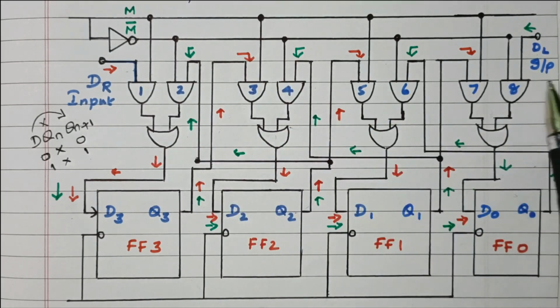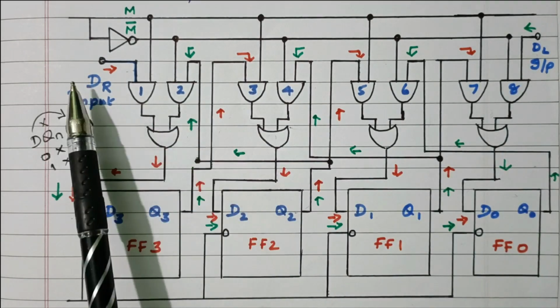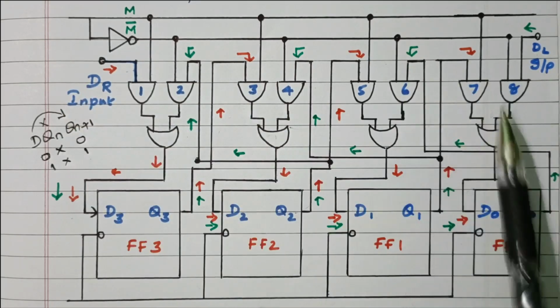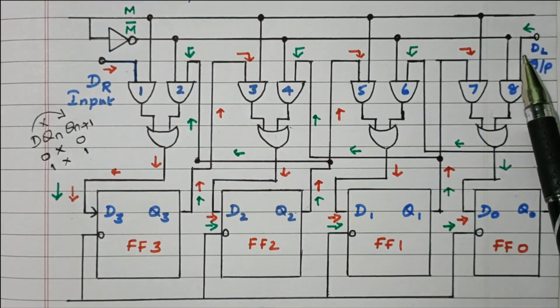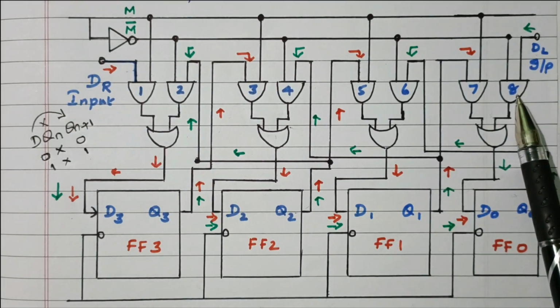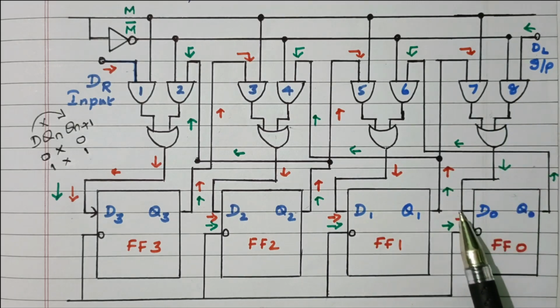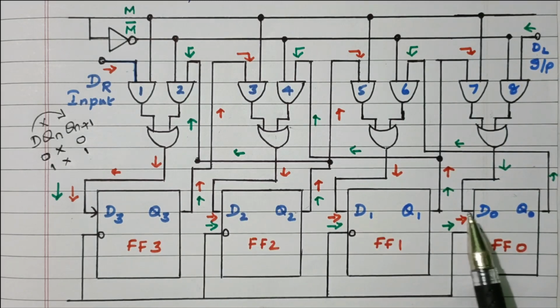So in the 8th gate we are giving the data which we want to shift left side. Earlier we gave the data this side, now we are giving the data this side, left side. So the data enters the AND gate 8. From that it goes to the OR gate, then the data is given to the fourth flip flop. Now if we consider 1, 2, 3, 4, this is the fourth flip flop.